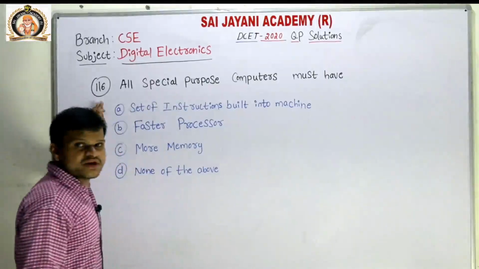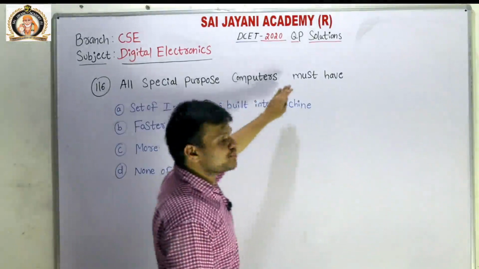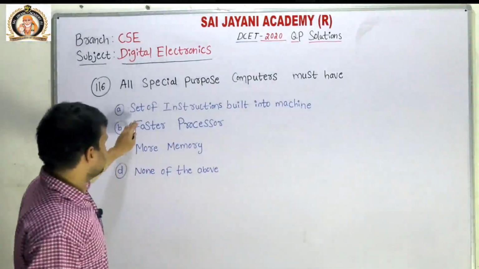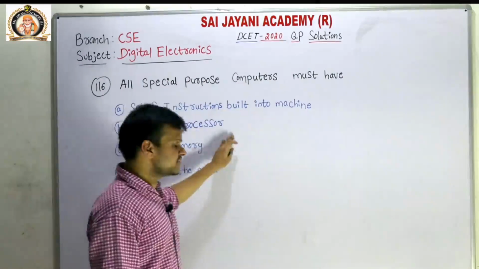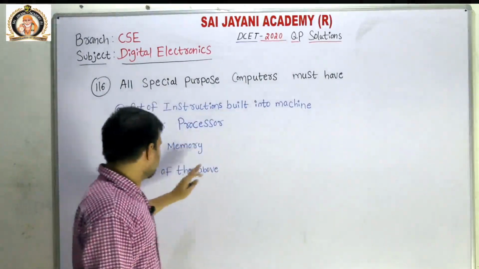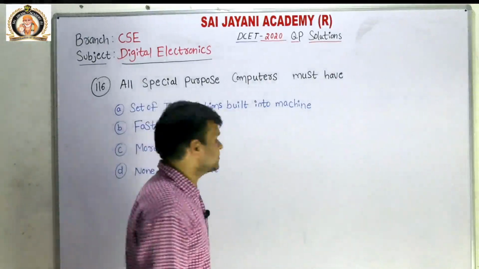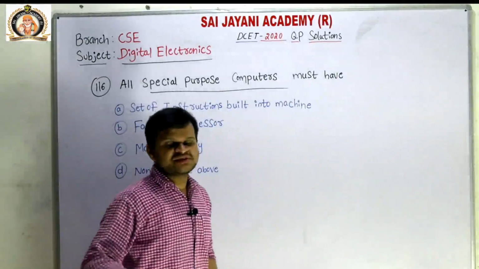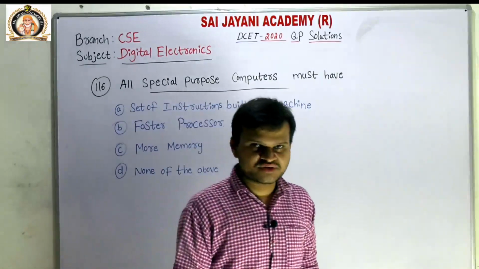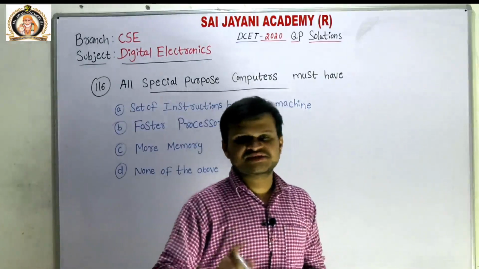Question number 116: all special purpose computers must have option A, set of instructions built into machine, option B, faster processor, option C, more memory, option D, none of the above. Here, what is meant by special purpose computers? The special purpose computers are the type of computers which are mainly used for a special purpose.